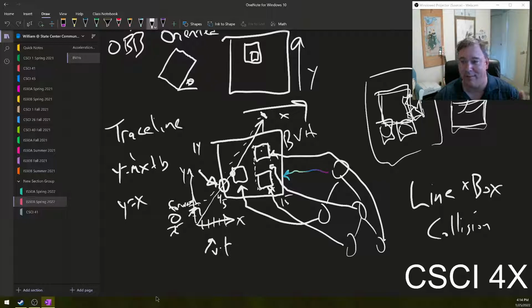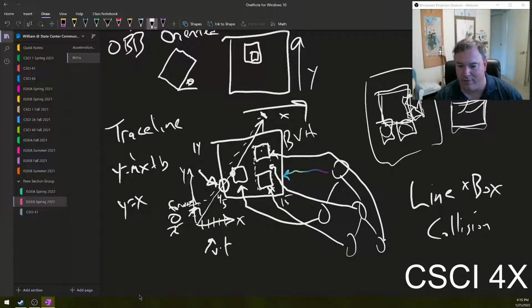There's also line times circle, which comes up a lot too, because a lot of people do hierarchical bounding volumes with circles as well. It depends on the shapes that you're making. So figuring out where a line hits a circle is another important thing. We're doing boxes today. Where does the line equal the boundary? Very good. So let's say y equals x.